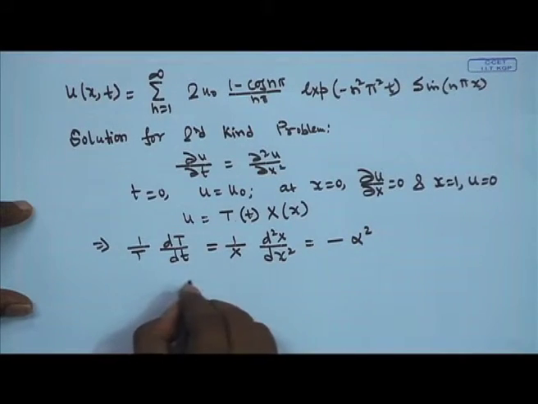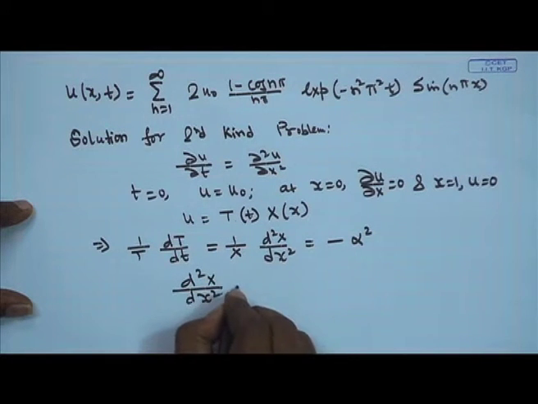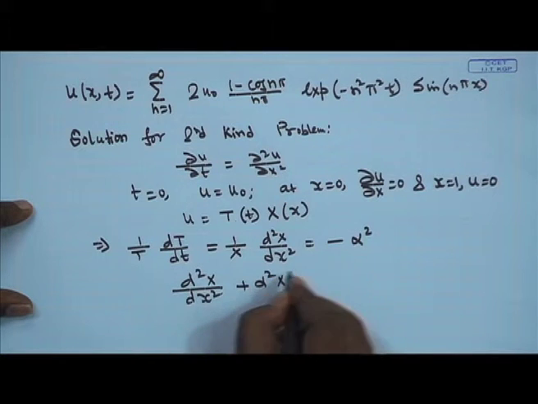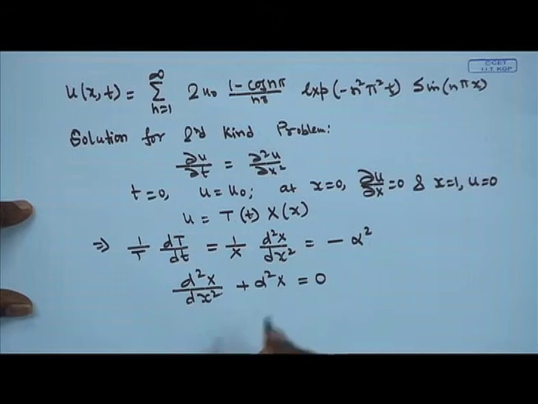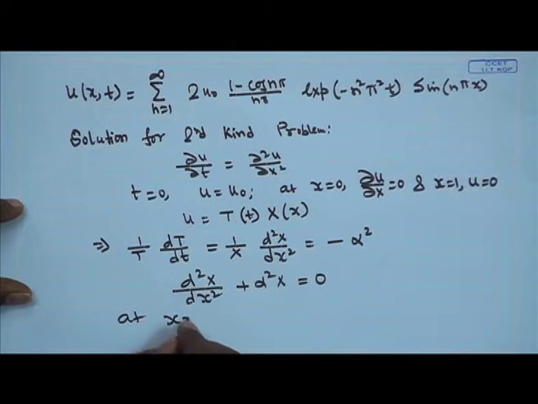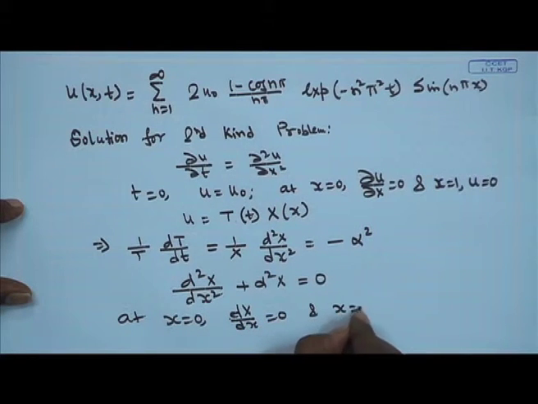So if that is the case, we can formulate the standard eigenvalue problem in the x direction. So that will be d square X dx square plus alpha square X equal to 0, and this spatial varying part will be satisfying the boundary conditions of the original problem in the direction of space. So therefore at x equal to 0, we will be having dX dx equal to 0, and at x equal to 1 we have capital X equal to 0.